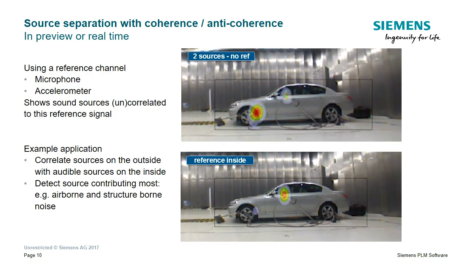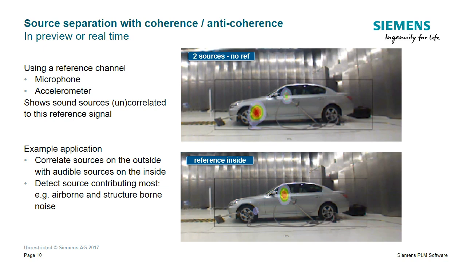Another interesting technique is what we call source separation using a reference sensor. And we do that by calculating the coherence or the anti-coherence of the sound with the microphone array. So we use a reference channel, which is usually a microphone or an accelerometer, which we measure at some of the suspected source locations.